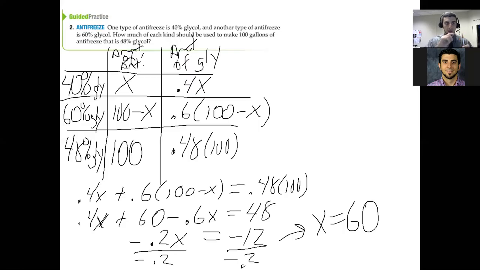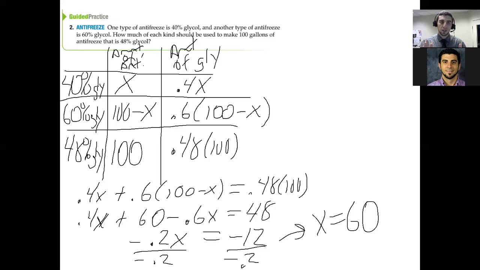Okay, so watch this. We solved for X, but the question asked how much of each kind of antifreeze should be used. Well, we're going to need 60 of X. X is the amount of 40% glycol. So we're going to need 60 gallons of the 40% mixture. And then if we use 60 gallons of that, that means we're going to need 40 gallons of the 60%. Okay, so the answer is 60 gallons of the 40% antifreeze and 40 gallons of the 60% antifreeze.